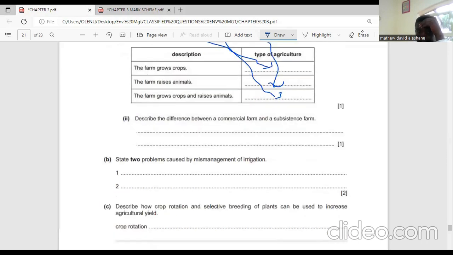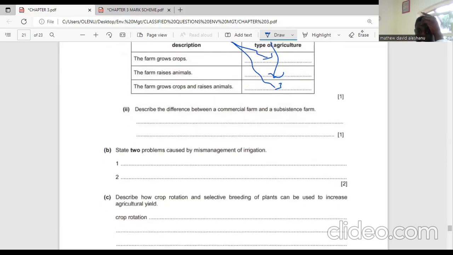That's all. Describe the difference between commercial and subsistence farming. Commercial is when you cultivate to sell to make profit, while subsistence is when you cultivate to consume for you and your family. That's all.